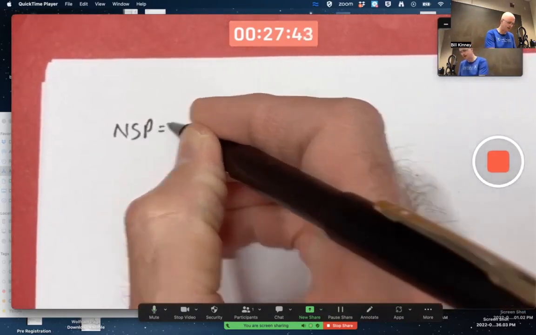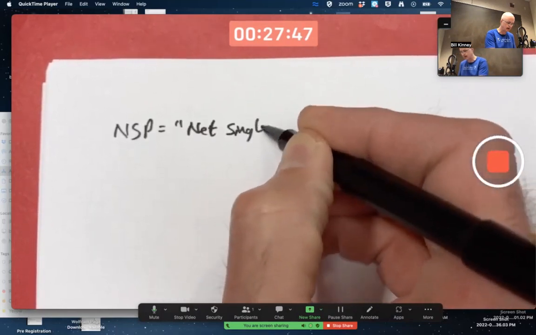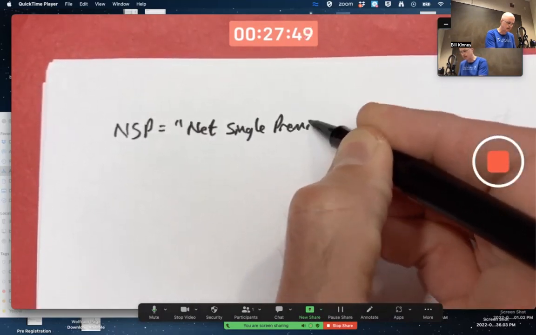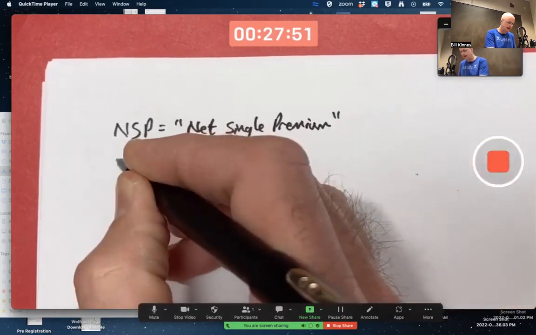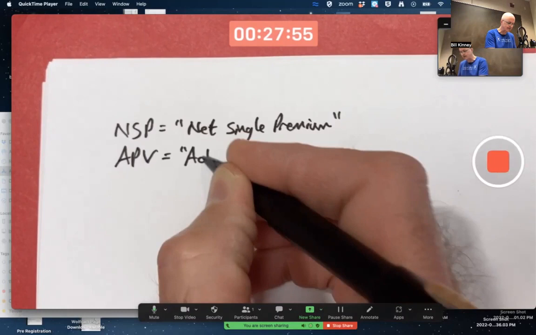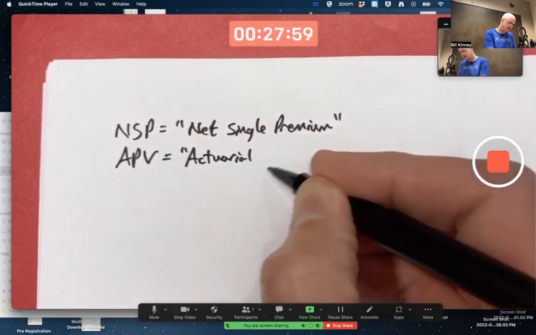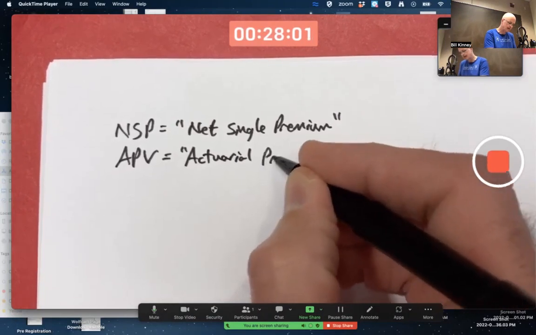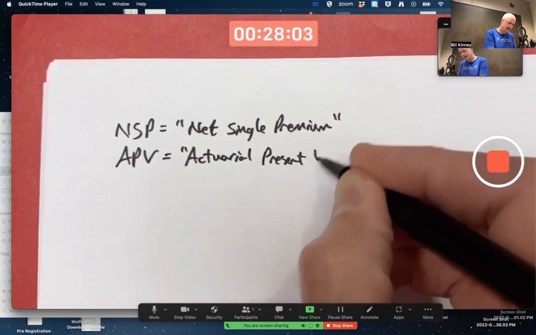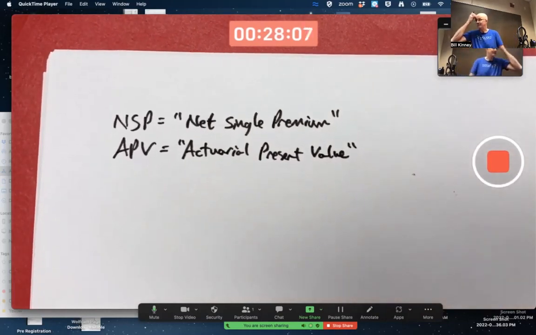NSP stands for net single premium. APV stands for actuarial present value. Actuarial, can I spell that? Actuarial present value. And these are actually the exact same thing, at least in this context.